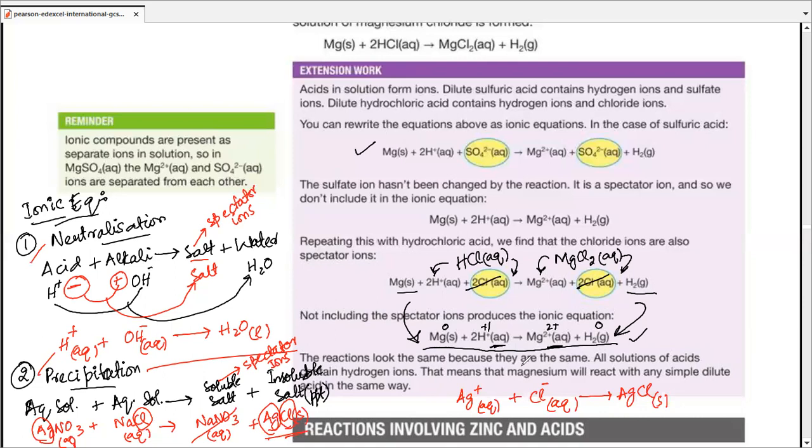Okay, all right. So this covers all kinds of ionic equations. There's also a third type, but we are already done with this, and that's displacement. The more reactive substance, which in this case is magnesium, displaces the less reactive substance, which in this case is hydrogen ions. So it's pretty easy.